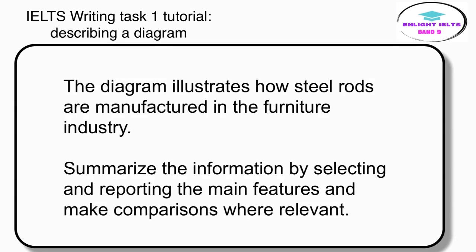It says, the diagram illustrates how steel rods are manufactured in the furniture industry. Summarize the information by selecting and reporting the main features and make comparisons where relevant.